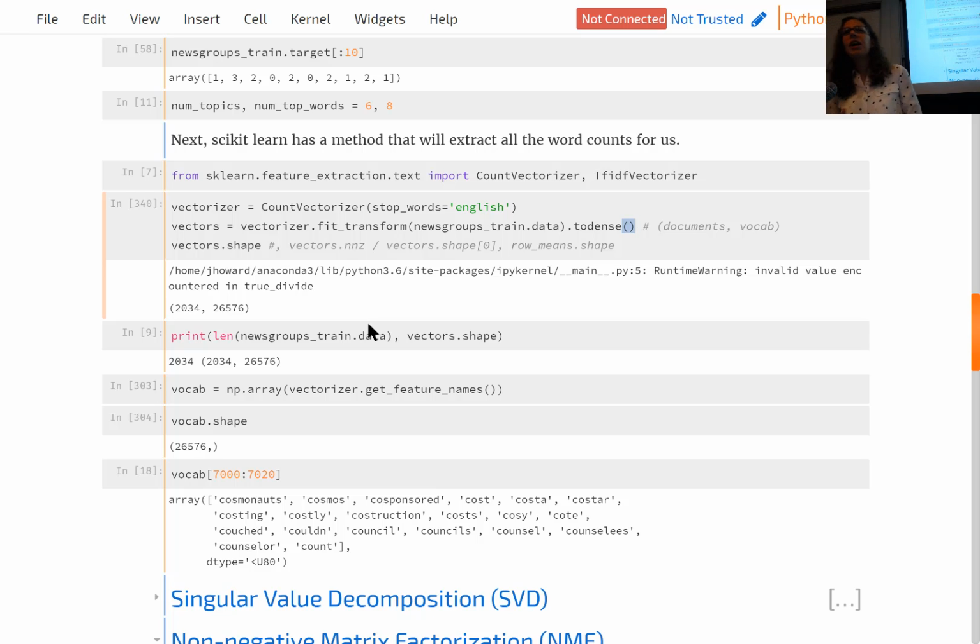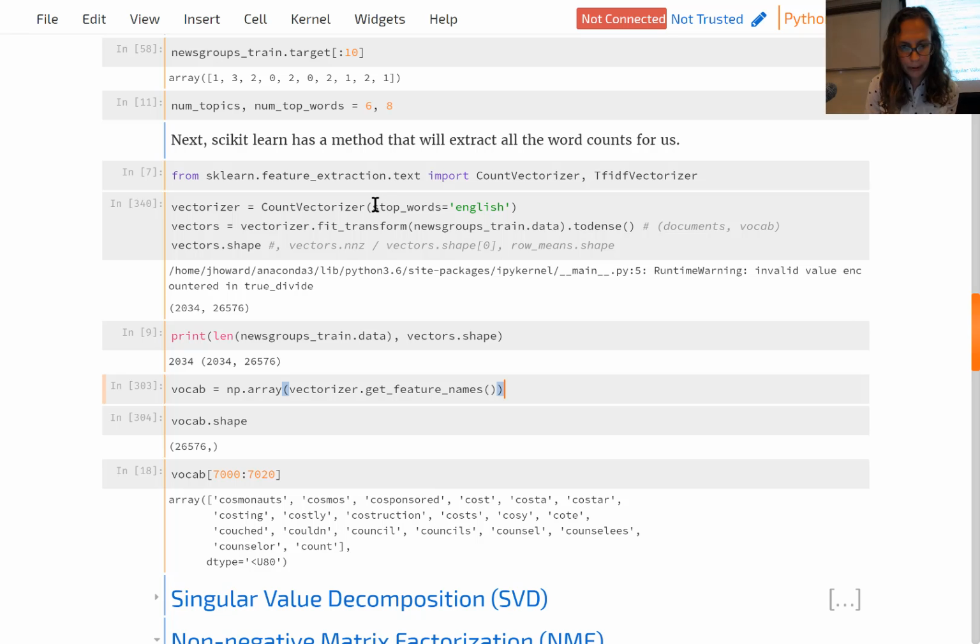Oh, that's a good question. I don't think we have any guarantees on what order it's in. Oh, actually, never mind. There's vectorizer.get_feature_names, and down here I'm putting that into an array, and they are alphabetical.